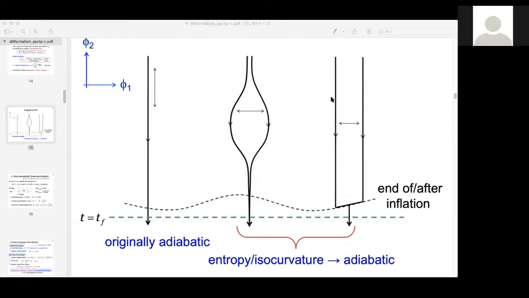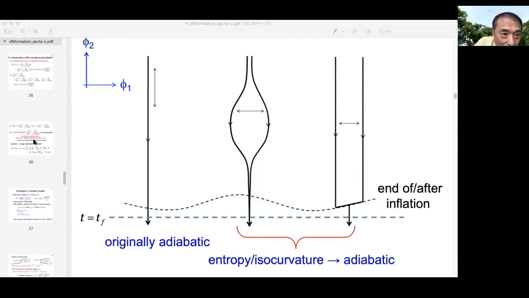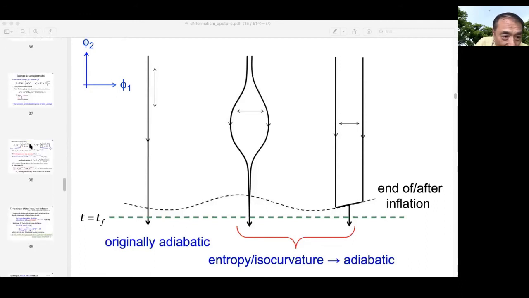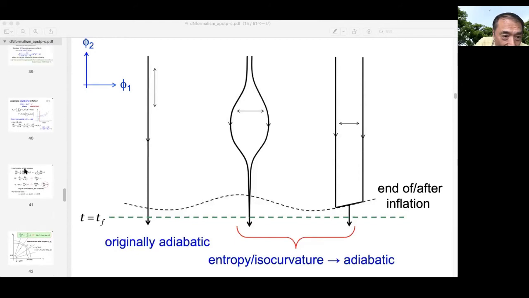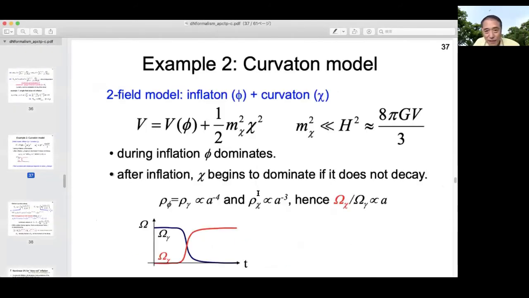This is exactly the case of this... oops, it's again... oh no, I should stop this. Where is the model? Curvaton model, yes, the curvaton model.